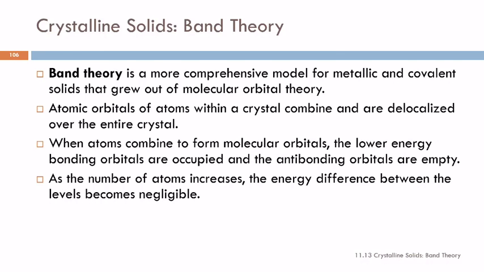When we combine atomic orbitals, we know we get a bonding orbital and an antibonding orbital. The antibonding orbital is higher in energy, the bonding orbital is lower in energy. We looked at what happens when you take two atoms and make a bond and you make molecular orbitals. If you put 3 atoms, 4 atoms, 5 atoms, the more atoms you put together, the less the bonding and antibonding orbitals are split. They become closer in energy.